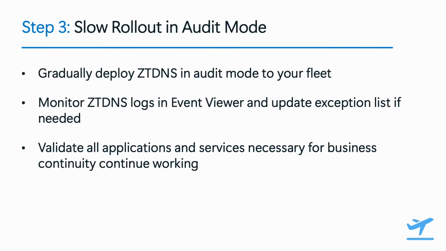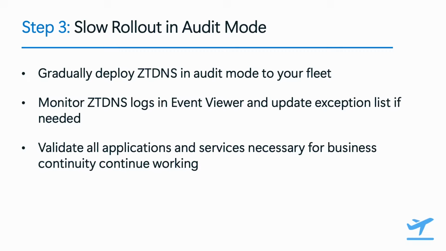Next up, step 3. We are going to slowly roll out in audit mode. When you have tested out Zero Trust DNS in your lab settings and you're getting your fleet ready with all of the Windows 11 builds, you want to monitor and learn before you enforce. So audit mode gives you that safety net. Start deploying ZTDNS in audit mode to an initial pilot group representing diverse application usage patterns, but also making sure that they continue working, because audit mode is logging all expected blocking behavior without actually blocking it.